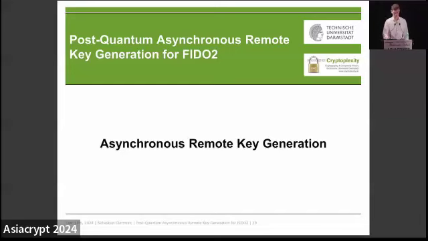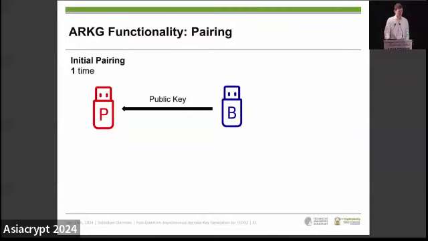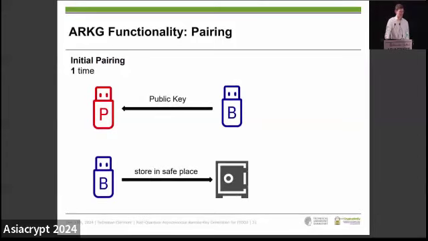I will now introduce this primitive. In asynchronous remote key generation, you have two authenticators, which are coined the primary and the backup authenticator. There is an initial pairing between the primary and the backup authenticator, which happens exactly once in the very beginning, where the backup authenticator generates some public key and transfers this to the primary authenticator. Then the backup authenticator can be stored in a safe place for safekeeping, while the primary authenticator can be used for registering and authenticating with services.